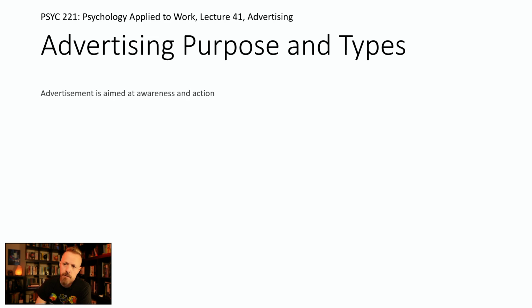All right, advertising purposes and types. Advertising is really intended to do two different things. One, to make you aware of something, or to get you to do something. If it's to get you to be aware of something, that's more indirect. That's more longer term. It's trying to make you aware so that later on you'll go and do something.